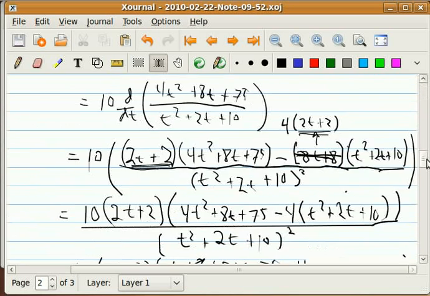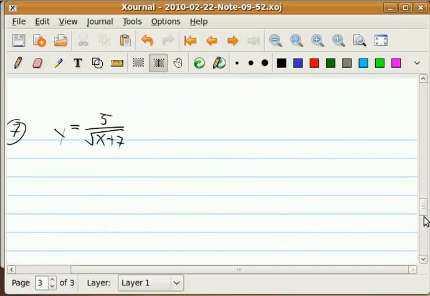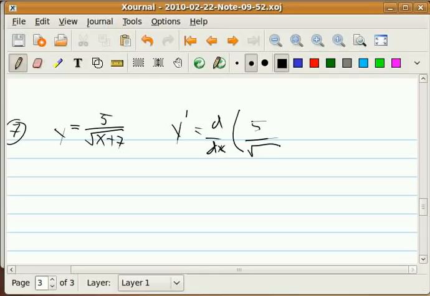Okay, so let's look at one of these. Here's a problem similar to number 7 in 2.5. They ask us to find y prime, which is just another way of saying the derivative. So we have to find the derivative with respect to x of 5 over the square root of x plus 7. Now you're always trying to reduce the amount of work you have to do, and this is one where you might have to do a couple of things to rewrite it.